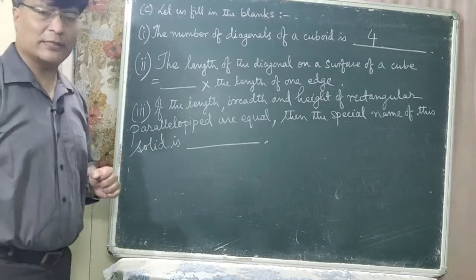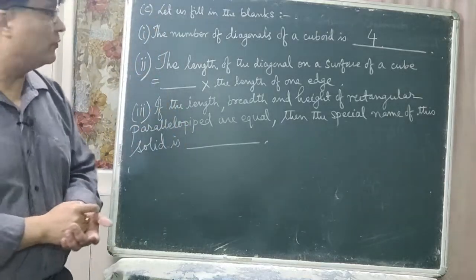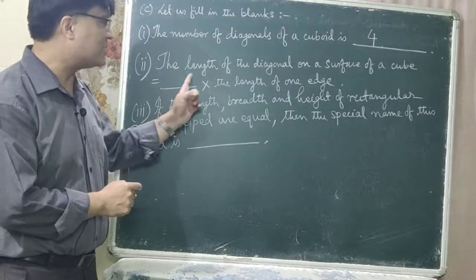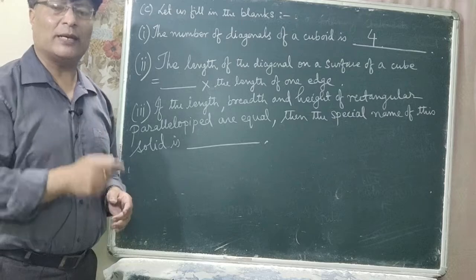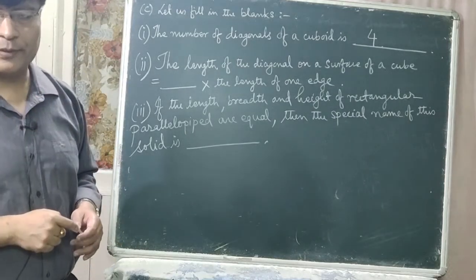अब number 2 मा के भन्दैछ? The length of the diagonal on a surface of a cube is equal to dash into length of one edge. तिमीलाई length of the diagonal of a cuboid चाहिँ याद छ हैन? Cuboid or cube, isn't it?